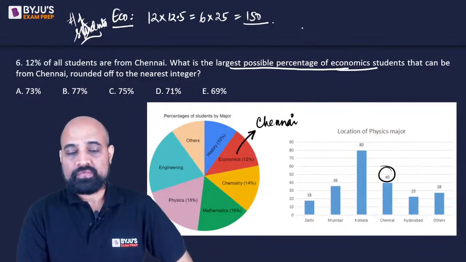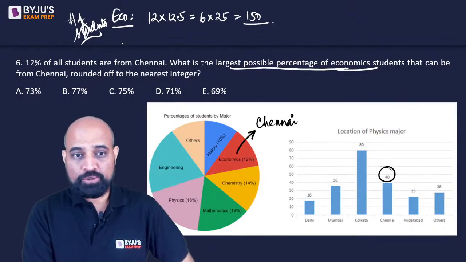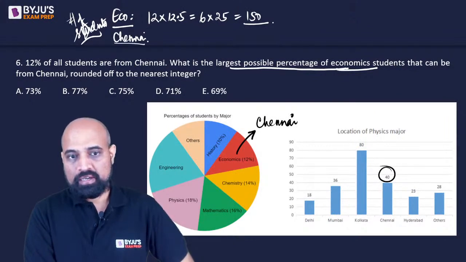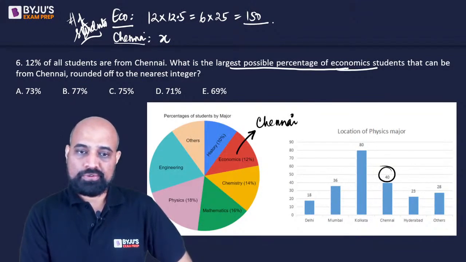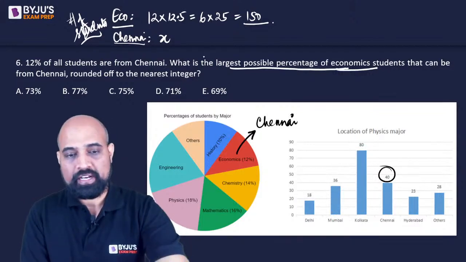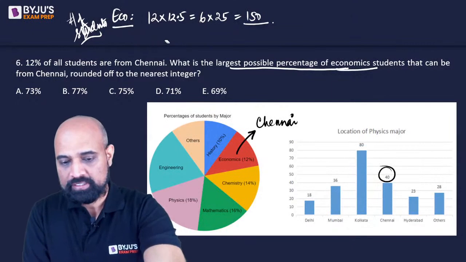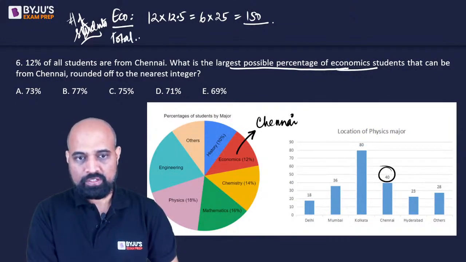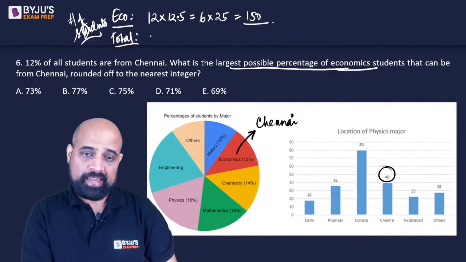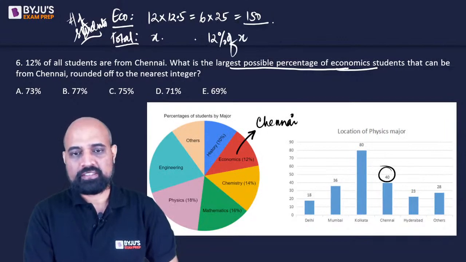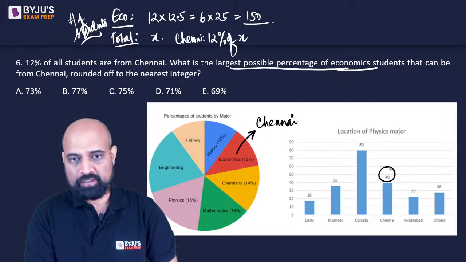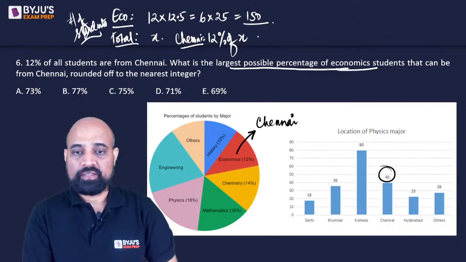Now, if suppose there are total students from Chennai, let's say that is X. नहीं, that is X नहीं ले सकते. From Chennai नहीं, total students is X. So suppose total students is X. If total students is X, so can we say 12% of X is the total students who are going to be from Chennai, right? ठीक है.